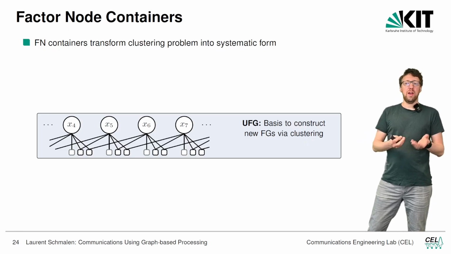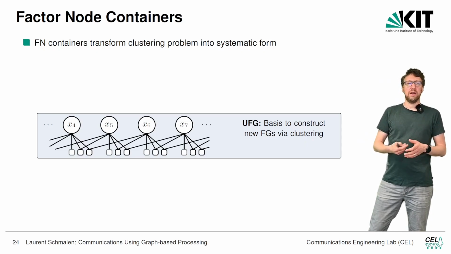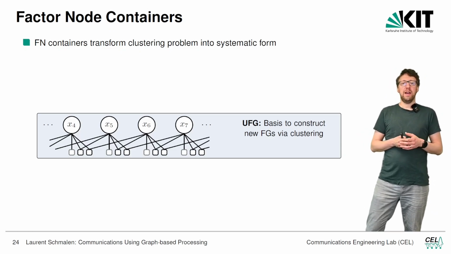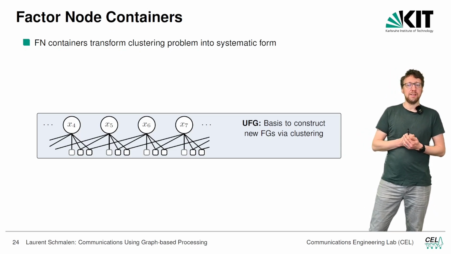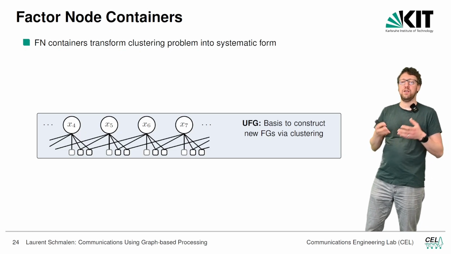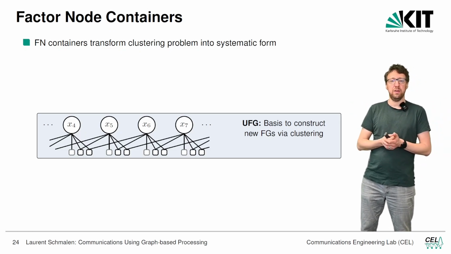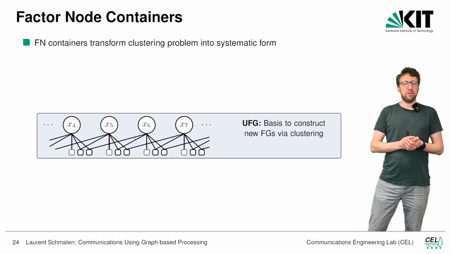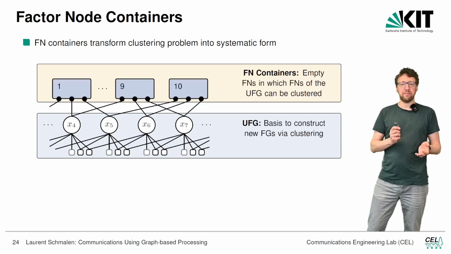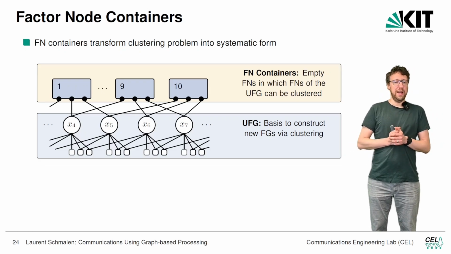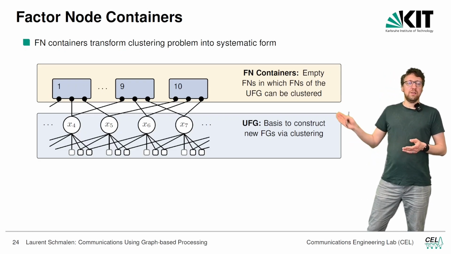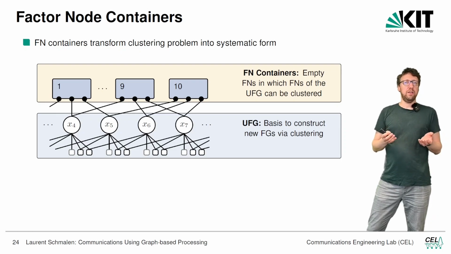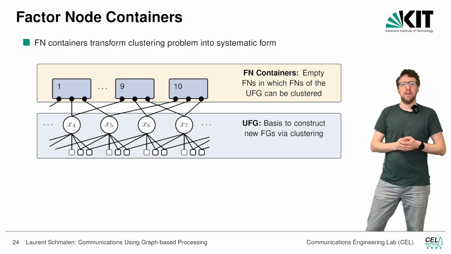Now the question is, how can we find those clusterings? How can we optimize this? For this, we take a look at what we call factor node containers, because these factor node containers transform this clustering problem into a systematic form. So we start with the Ungerberg vector graph. This is our basis for clustering. And then we introduce containers. These containers are empty factor nodes into which we can factor those clusters.